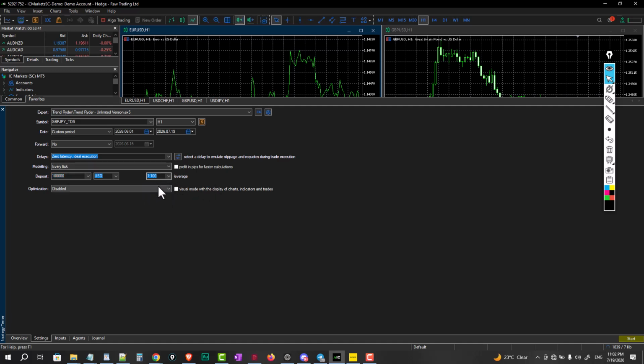We're going to leave this as is, and then we're going to tick on visual mode, because if you don't tick on visual mode, then you're actually not going to see the backtest that you're running, how it's taking trades and all of that. Okay, the trading strategy.